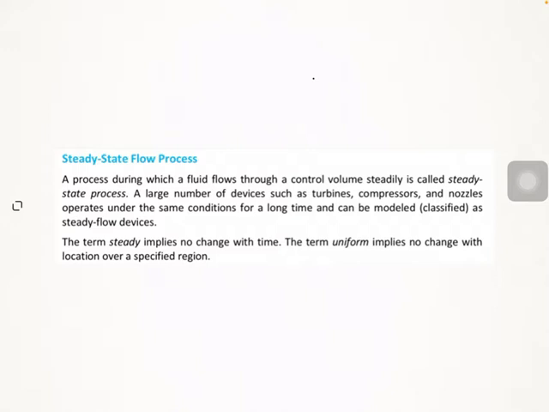A large number of devices such as turbines, compressors, and nozzles operate under the same conditions for a long time and can be modeled or classified as steady flow devices. The term steady implies no change with time. The term uniform implies no change with location over a specified region.